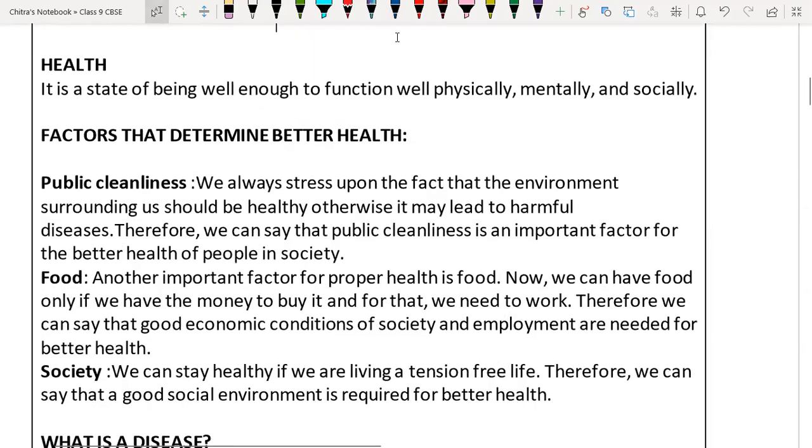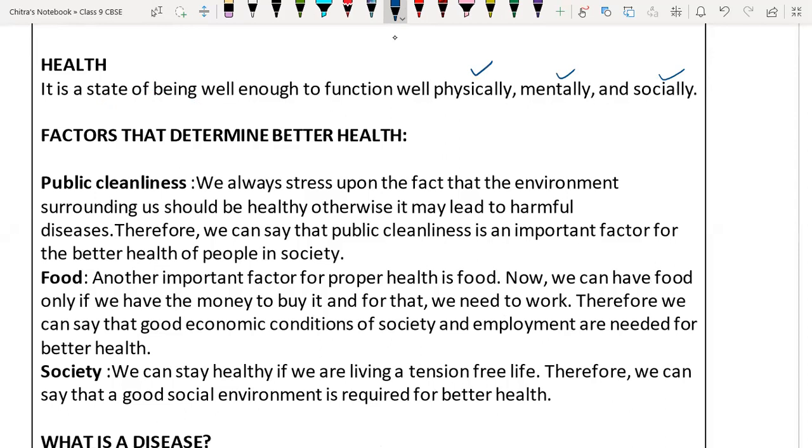So first we will discuss what is health. Health is nothing but the state of well-being of a person, so that the person can perform well physically, mentally, and socially. Then that person is called healthy, and that state is called health. Okay, everyone?